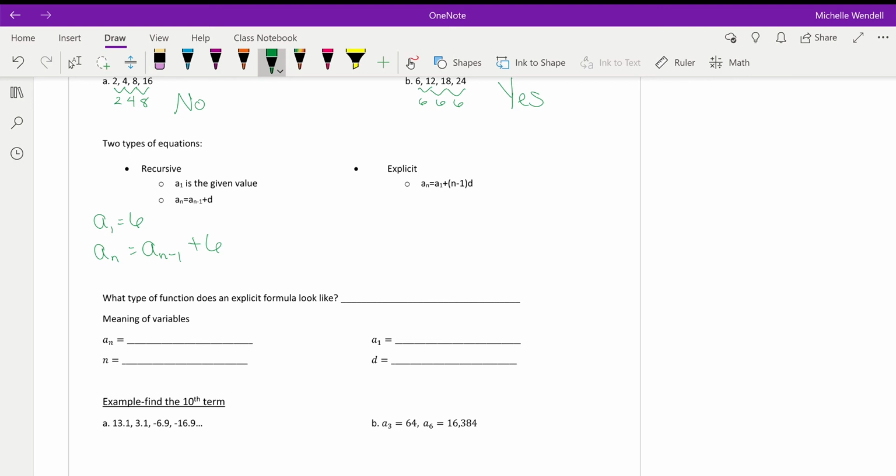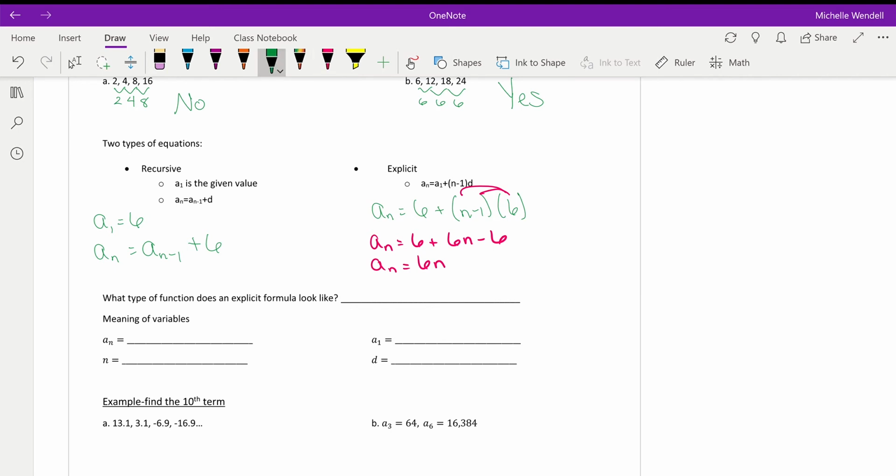The next formula, explicit, is much simpler because it's explicit. It tells you exactly what you're looking for by just plugging in one thing. So if I wrote that formula, it would be A sub n equals A1, which is 6 in this case, plus n minus 1 times my difference, which is 6. If you want, you can leave it like that, or you can distribute this 6 through, and then you will get A sub n equals 6 plus 6n minus 6, and then simplify that, and you just get 6n. Either way is fine with me.